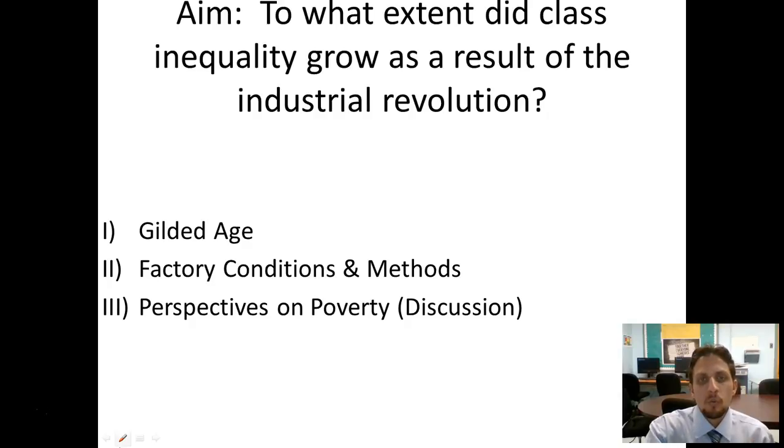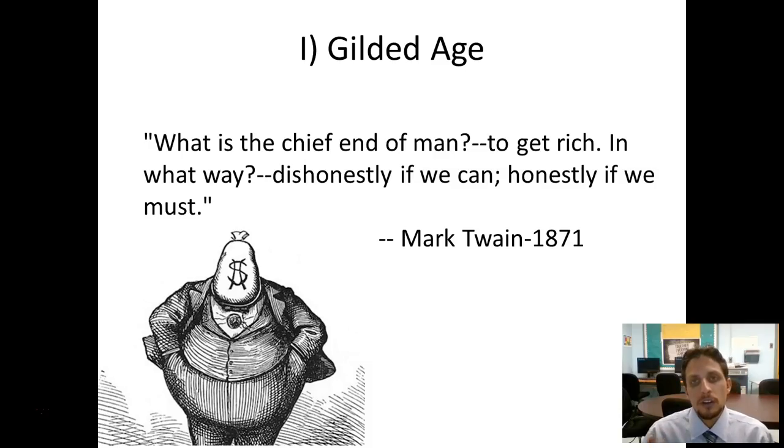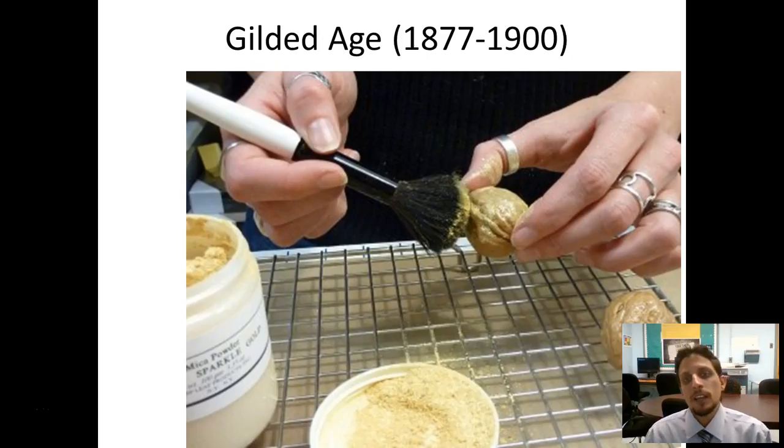So we're going to start with a phrase that becomes synonymous with industrialization. It's coined by Mark Twain. He refers to this whole time period from 1877 to 1900 as the Gilded Age. Now, to understand what this means, you have to understand what gilding something is. You're looking at a picture of somebody gilding a walnut. Why in the world anybody would gild a walnut, I have no idea.